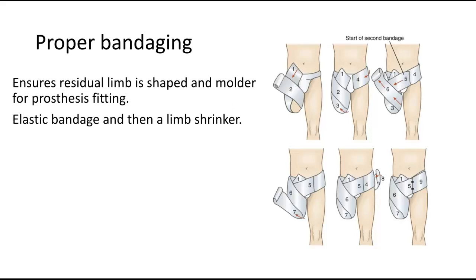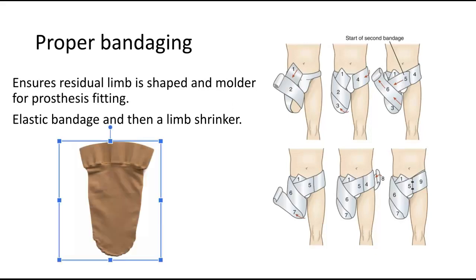So they'll usually use an elastic bandage, and then they'll add a limb shrinker over it. And I added this picture here just to show you what a limb shrinker would look like, and this would go over the limb there to help get it to the correct size.